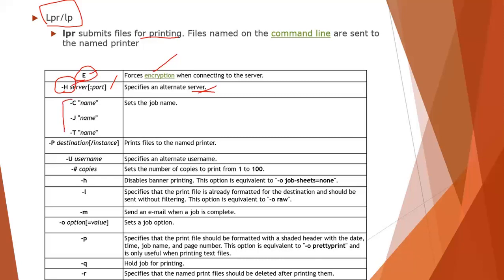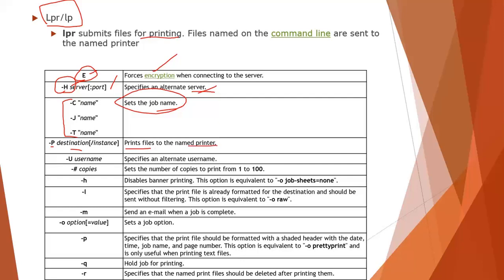Similarly, C, J and T, all these will be used for specifying the job name. Job name is just like when you print any file, that will be the first job, and if you print the second file, it will be the second job. So if you want to give some name to that particular job, we'll be using these options like C, J or T. So -p will be representing the destination, or printer: it prints files onto a given printer name.